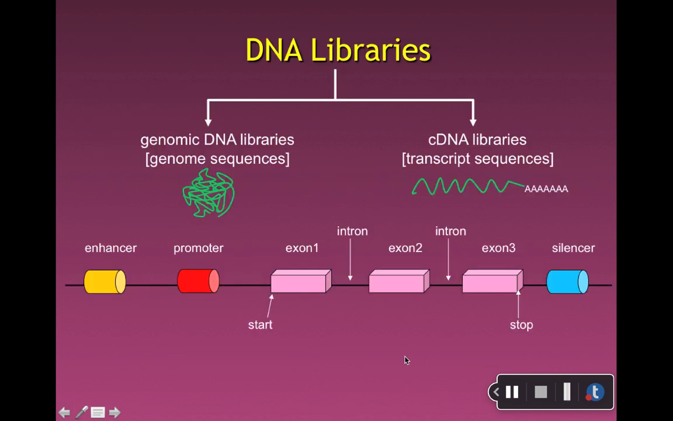Now let's briefly talk about DNA libraries. These are simply collections of many pieces of DNA. I illustrated here two different types of libraries. So toward the left, a genomic DNA library. This is essentially a collection of the entire genome of a species. And it can be found as many small pieces of DNA, and we'll come back to that in a second.